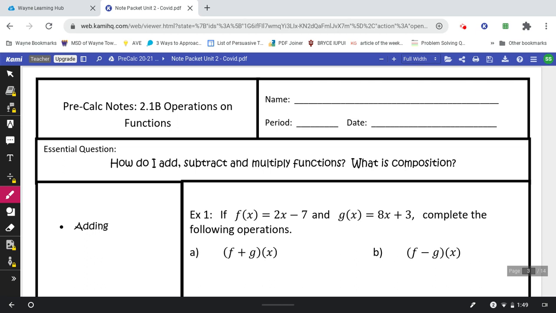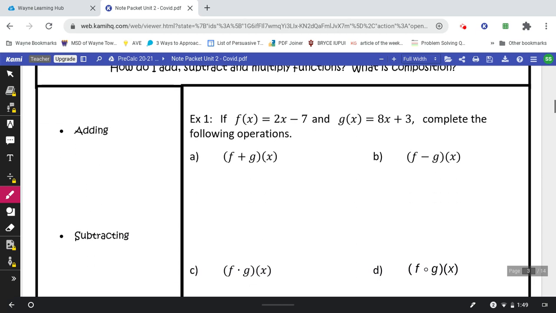These are the 2.1b notes. This is all about operations on functions. So today we are going to add, subtract, and multiply functions, as well as do something called composition. So we'll first start with adding.